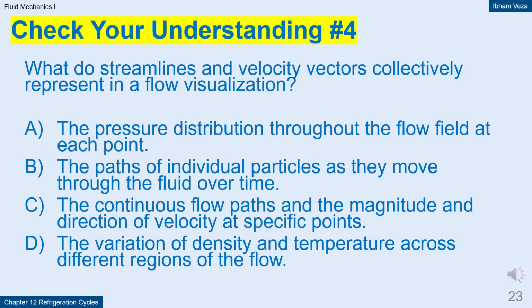Check your understanding. Number 4. This question emphasizes the combined meaning of streamlines and velocity vectors in flow visualization. The key idea is that together they show flow paths and the magnitude and direction of velocity. This concept is important to avoid confusing flow visualization with actual particle trajectories. The question reinforces what is really represented by a flow field picture.